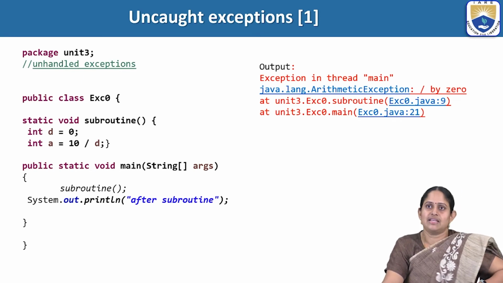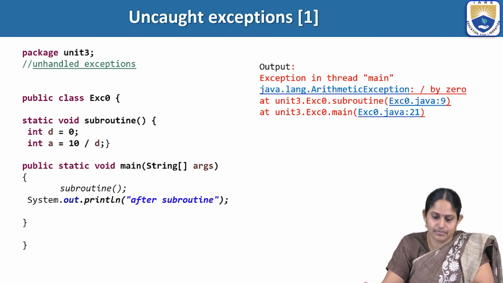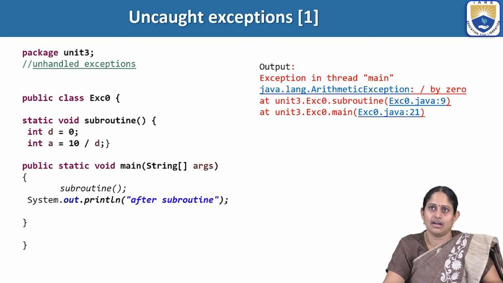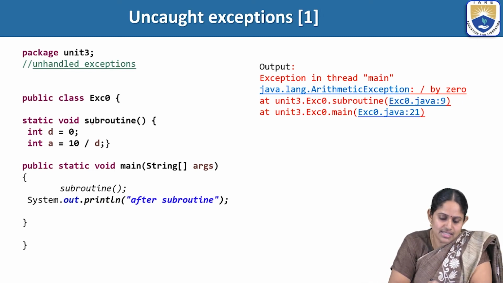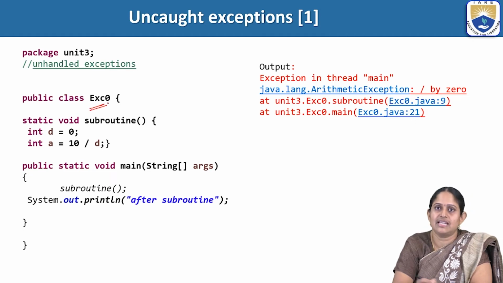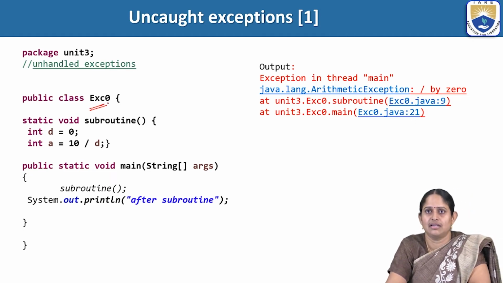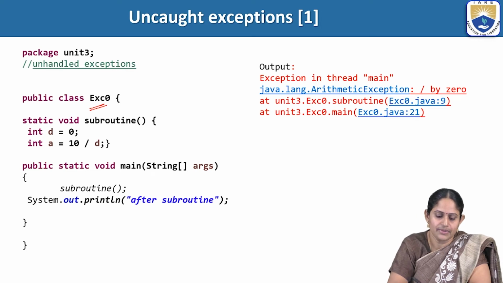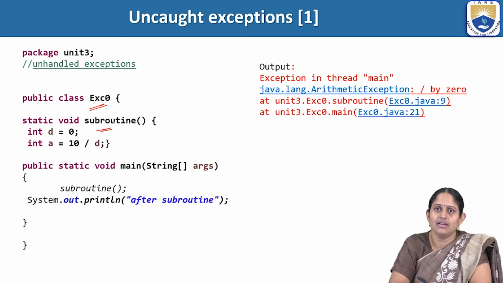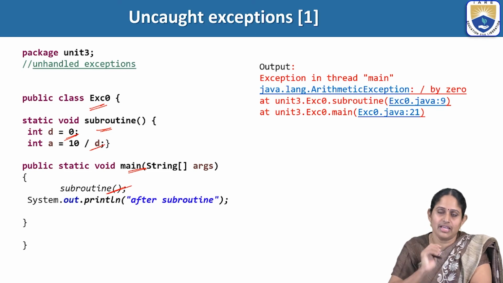Now let's look into an example of generation of an uncaught exception. In our case, let's say we have a class named exe0. Inside that we have a subroutine. Subroutine means a method named subroutine, and inside the main method we are calling that subroutine method. Now what is happening inside the subroutine method? We have a value initialized to 0 and we are dividing 10 by that variable. So here it is like 10 by 0.